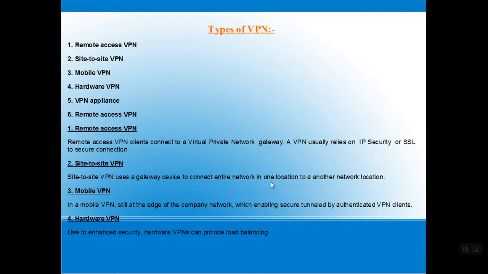Site-to-site VPN uses gateway devices to connect an entire network at one location to another network location. In mobile VPN, we enable a secure tunnel and authentication by using the mobile VPN. And also we have a hardware VPN used to enhance our security. Hardware VPN can provide load balancing.